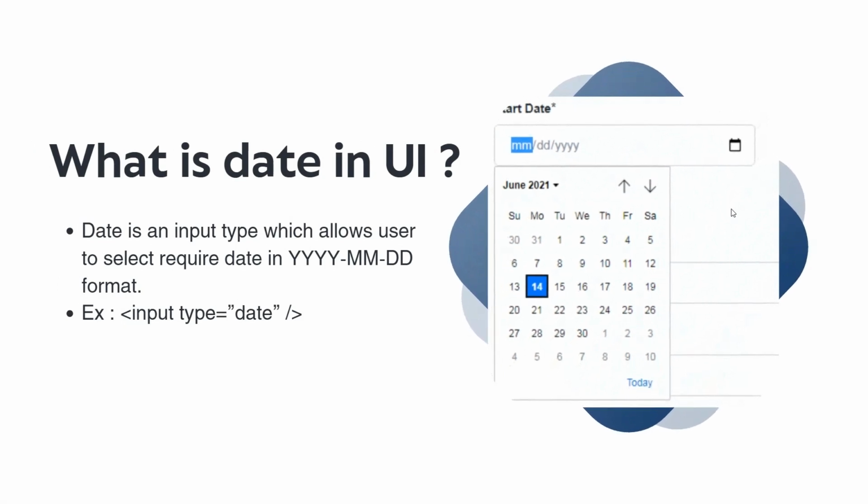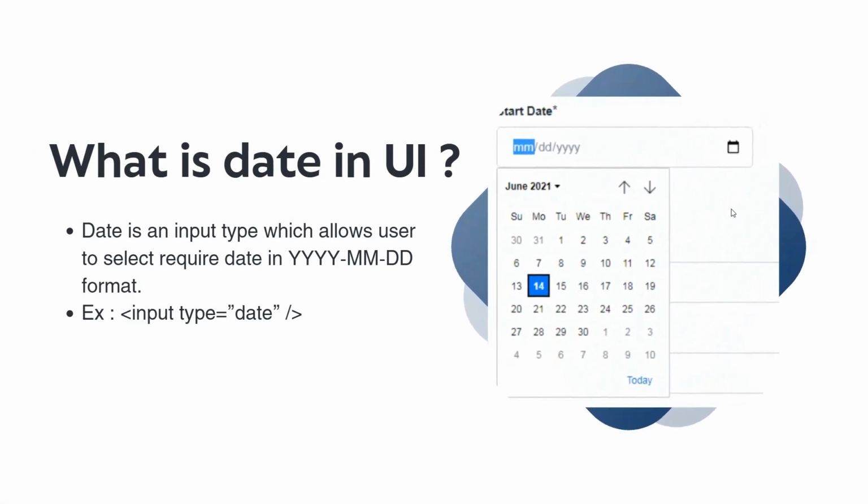Dates are nothing but a type of input element that allows the user to select a specific date. For example, you open a traveling website, and there you have to select a journey start date and end date. In such cases, you frequently see this kind of date.